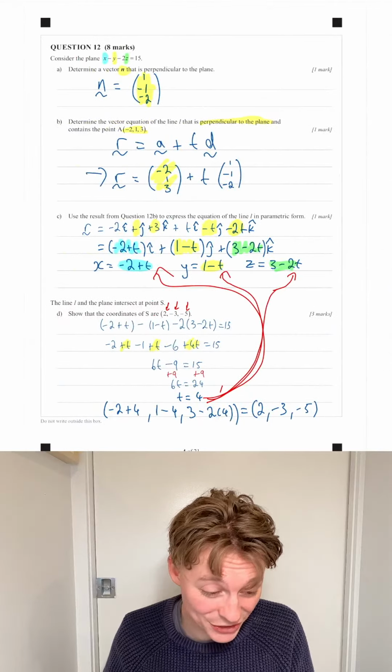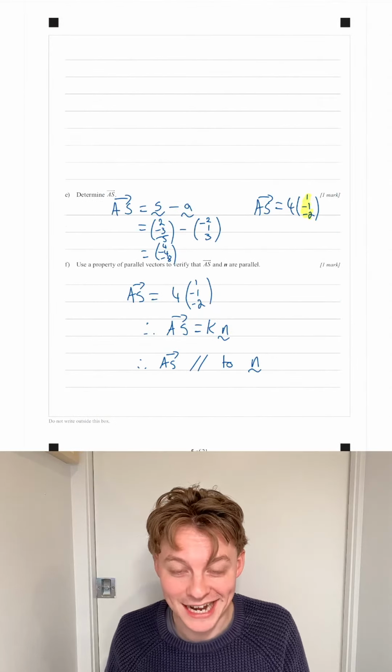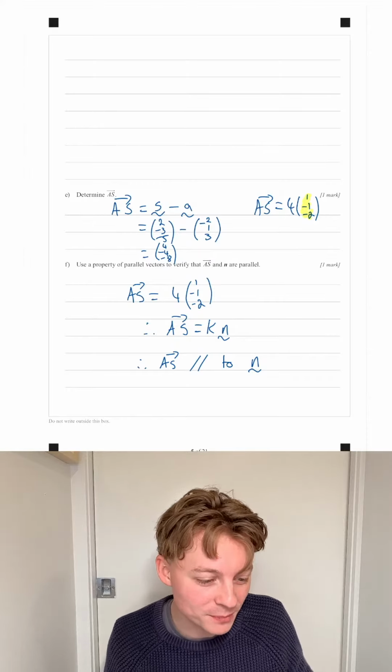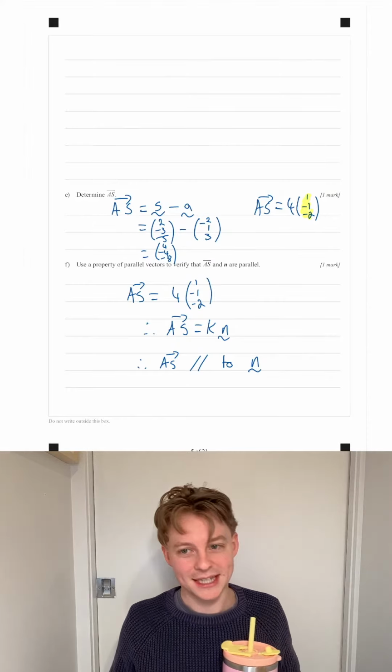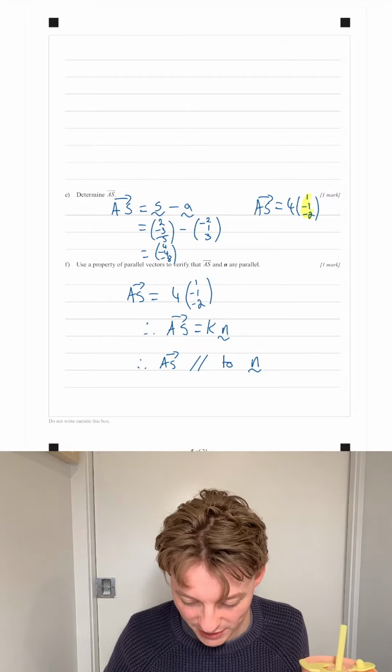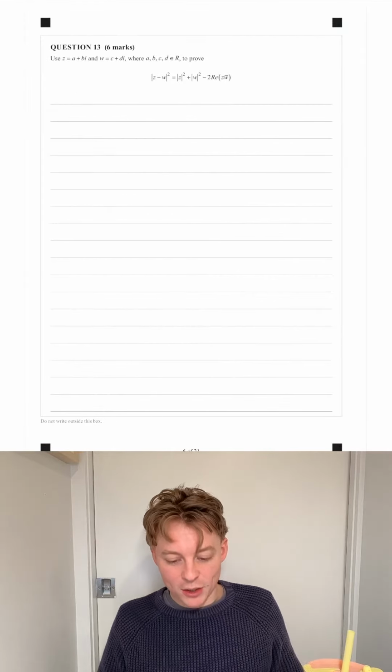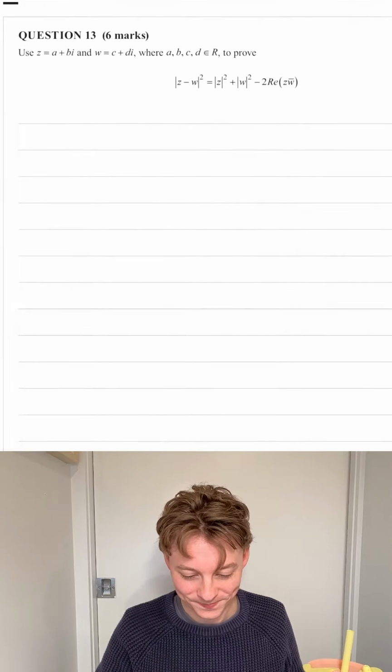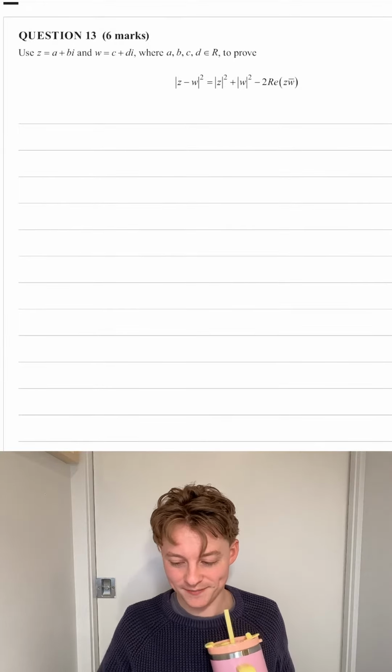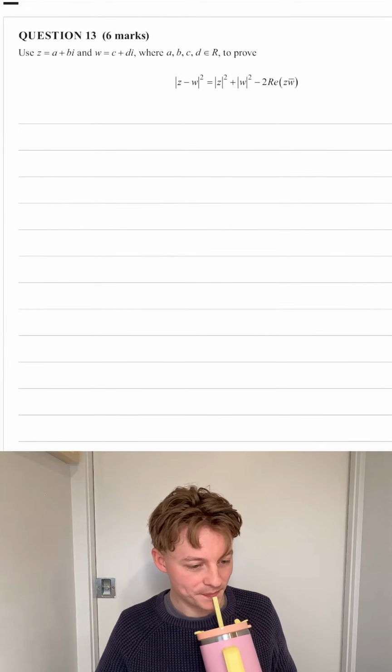Wow, that is only the first two questions. So you can see, if we're not prepared going into the exam, the time can run away from you a little bit, right? Question 13. It is complex numbers time.